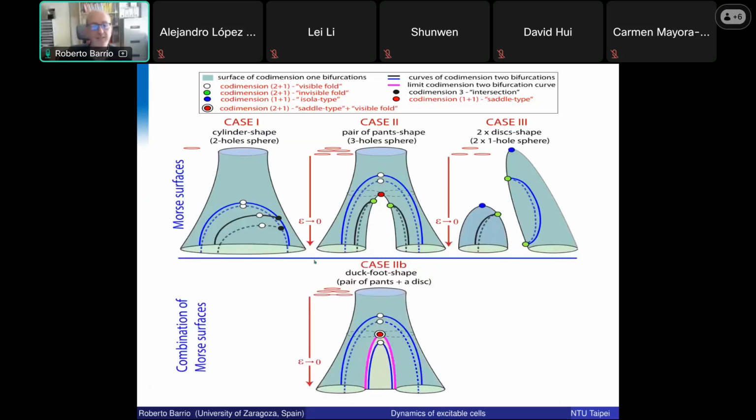The situations are like this. So we have more surfaces, like a cylinder shape, a two-hole sphere, or a pair of pants. So this surface we have seen before, or two disks. So these three more surfaces we have seen in the homoclinic surfaces, in the Rössler neuron. So if this is a bifurcation surface, and we have codimension two curves inside it, so this is codimension 1 surfaces, so will be a codimension 2, for instance, Belyakov or orbit flip and so on.